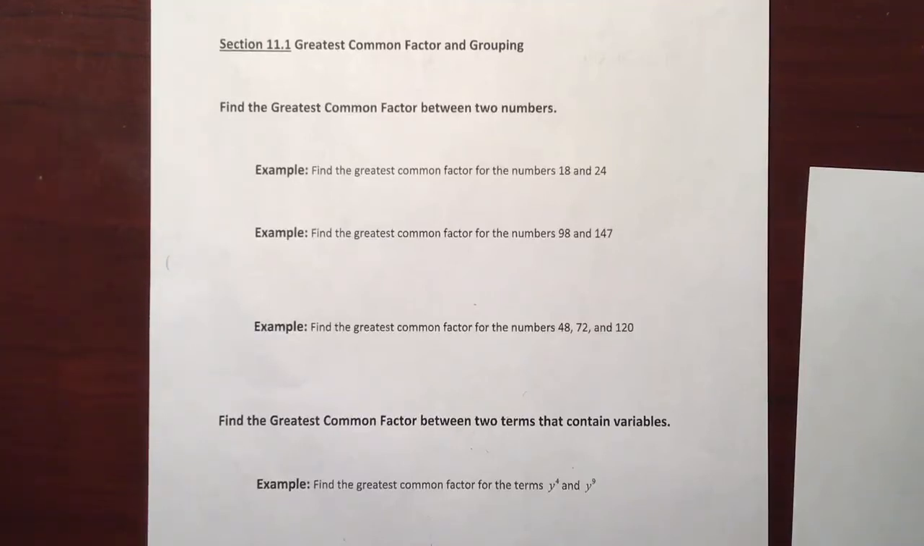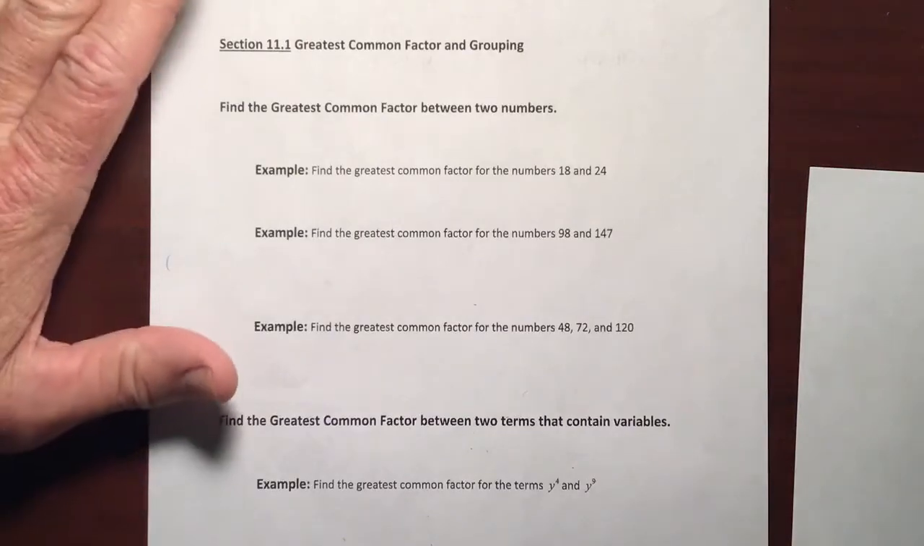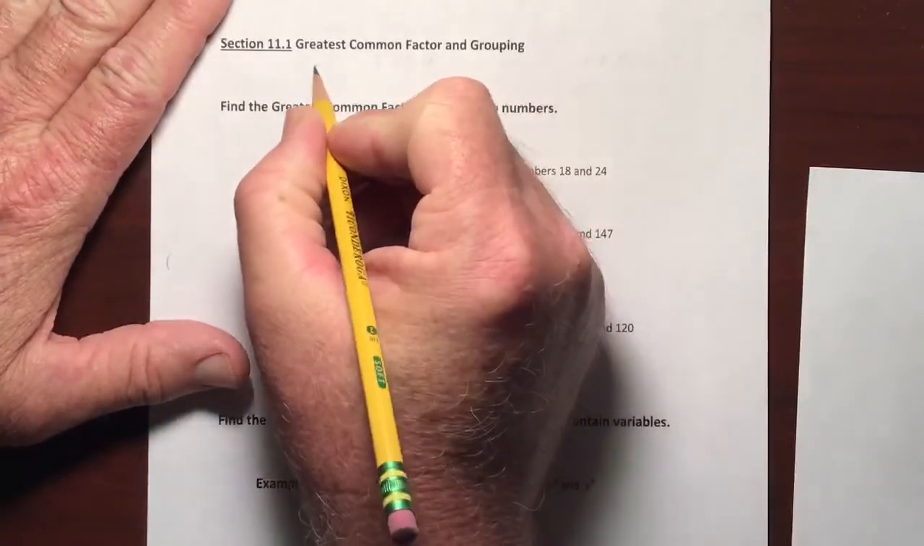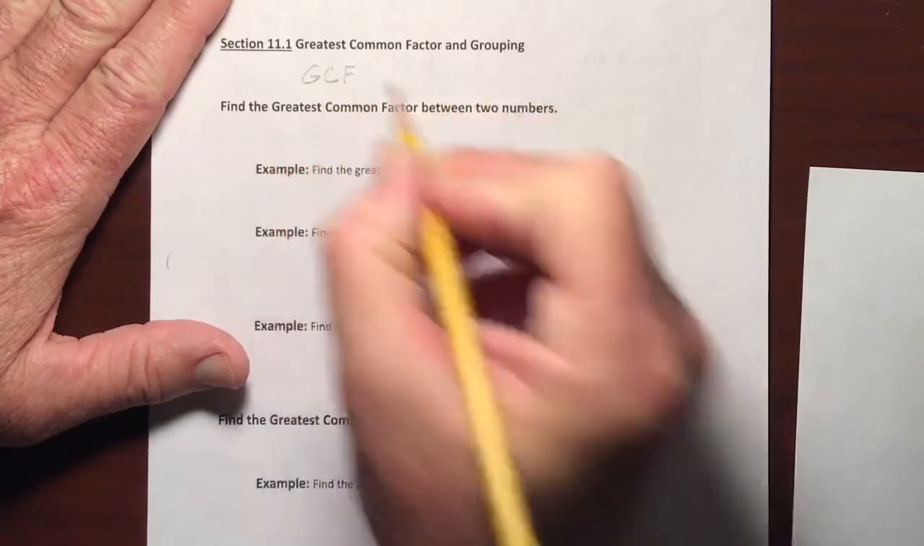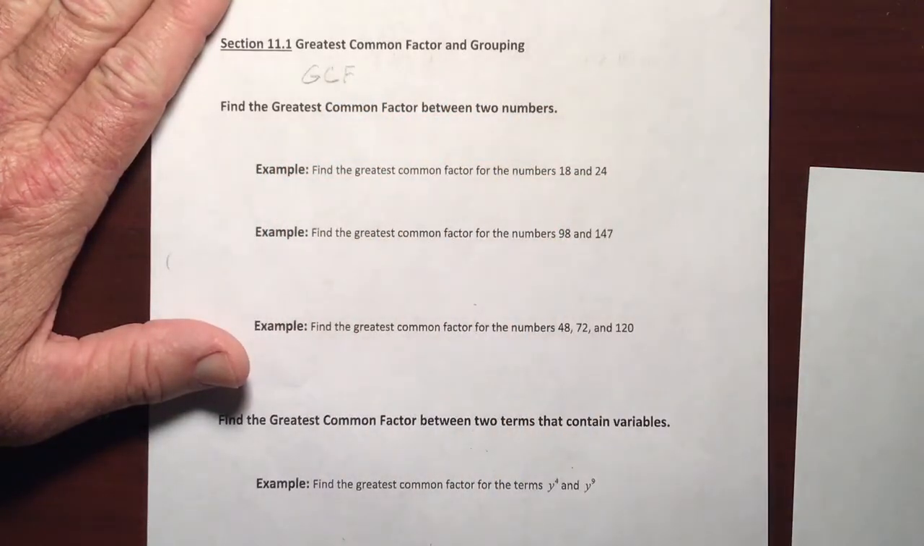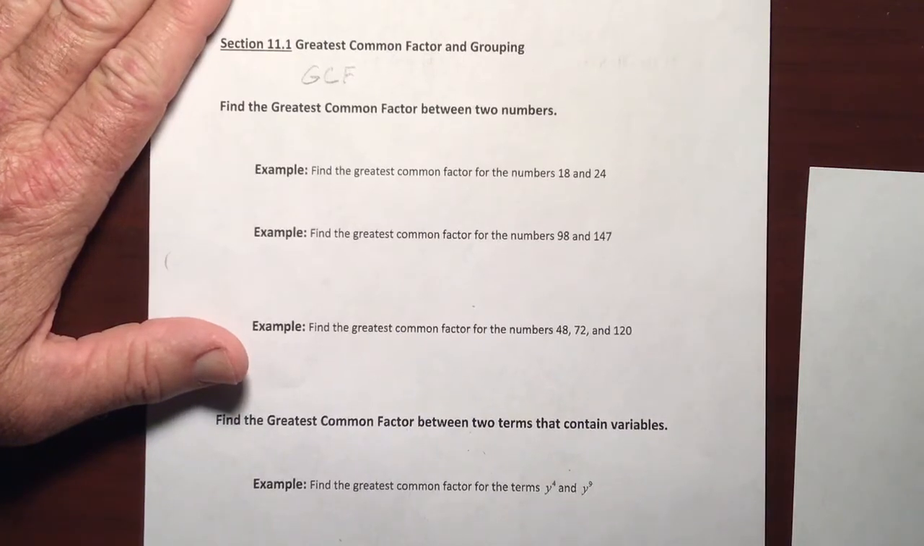Okay, so what I'm going to do now is start with some factoring things. What we're looking for is the greatest common factor, or you'll hear me say GCF a lot. Greatest common factor. And remember, factoring is basically just distribution backwards.